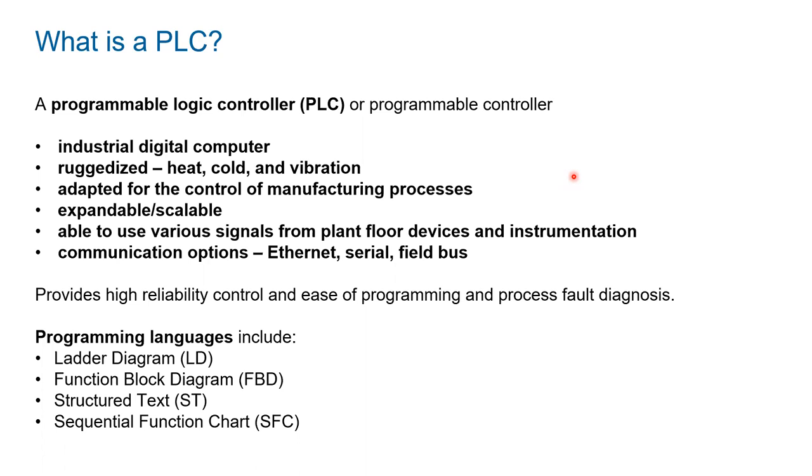And they can be programmed in multiple languages: ladder diagram, function block, which is used a lot in the process world, structured text, and sequential function chart. For purposes of this class, we're really just going to do ladder diagram. If there's some reason you want to look at another one, like function block, we might be able to do that. But typically in this class, we've only done ladder. Ladder diagram is probably the most widely used, but function block is used a lot in DCSs and process control.